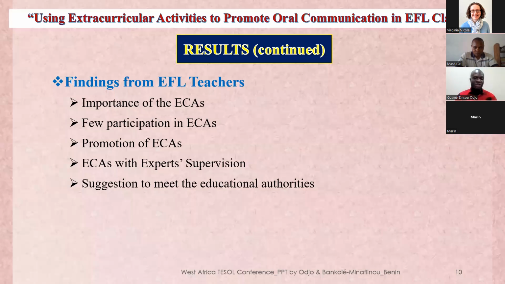And finally, they suggested that we meet the educational authorities in order to discuss with them the importance of those activities and how we can implement them in our schools all over the country.